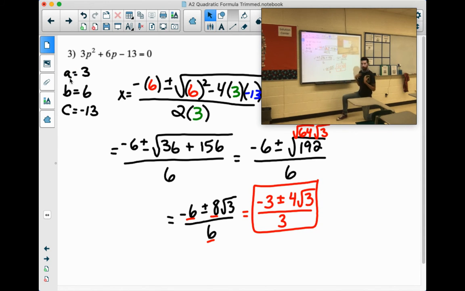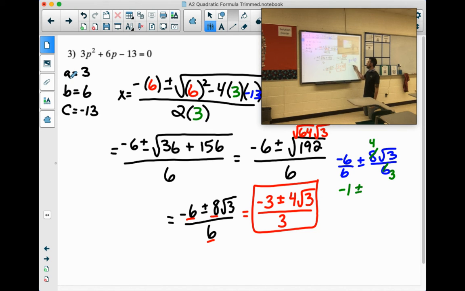Another way, what is easier to me, is if you separate them as fractions. So we'd have like negative 6 over 6 plus or minus 8 root 3 over 6. Because these will actually simplify differently. Negative 6 over 6 is negative 1. And then 8 over 6, they're both divisible by 2. So you could have 4 thirds there. So it'd be negative 1 plus or minus 4 root 3 over 3. To me, this is the cooler answer.